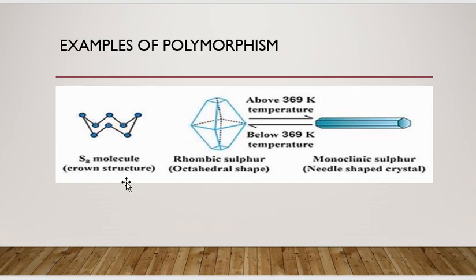Over here is an example of the sulfur molecule. As you can see, this sulfur molecule has a total of 8 atoms, S8. This S8 is in a crown structure, but if we increase the temperature to about 369 Kelvin, it will form monocyclic sulfur, which is a needle shape. It also has 8 atoms, but here it is a needle shape. And if we lower the temperature below 369, it will change into a rhombic or octahedral structure. So we can see that the physical form of the drug is changing, whereas the chemical nature is the same.